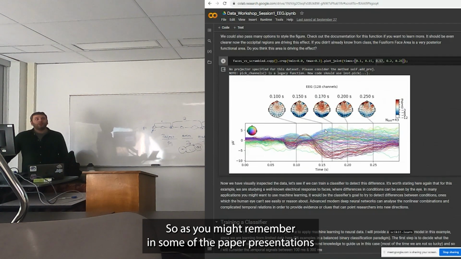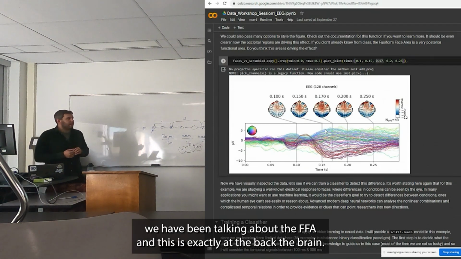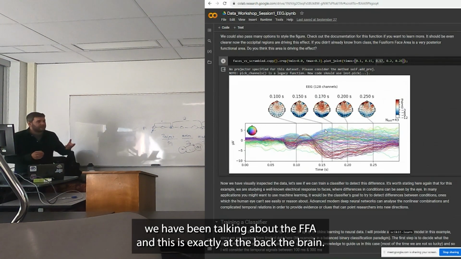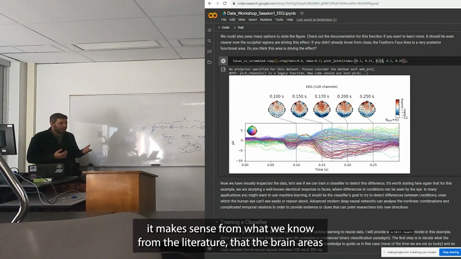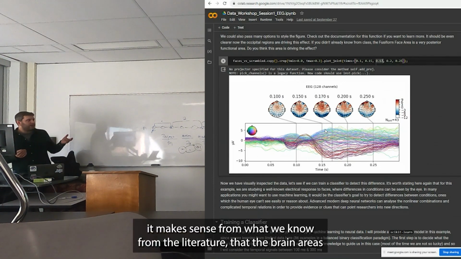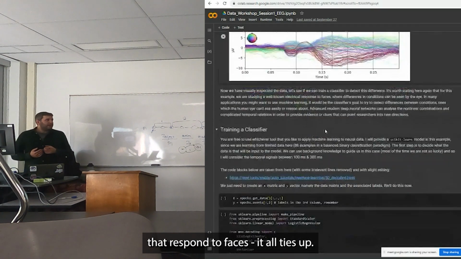As you might remember from some of the paper presentations we were talking about on the FFA, this is exactly in the back of the brain. So we also understand that it makes sense from what we know of the literature and the brain areas that respond to faces. It all ties up.